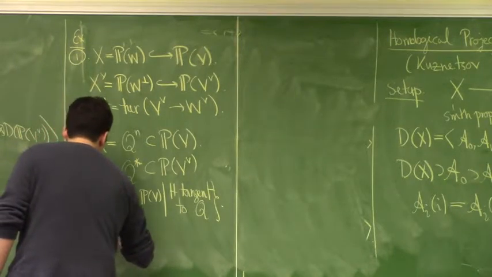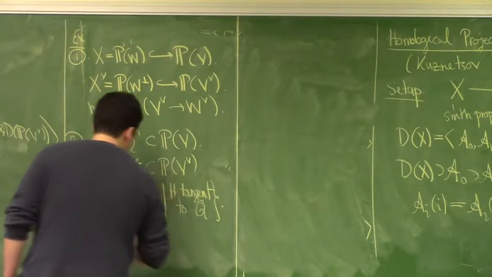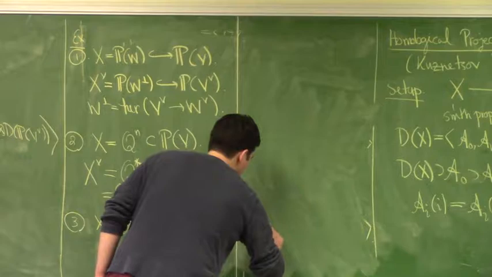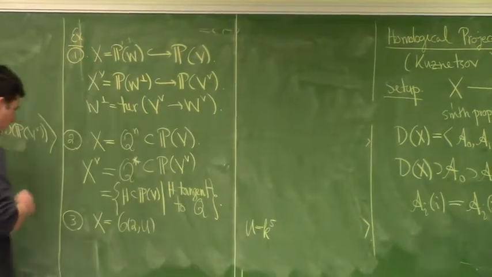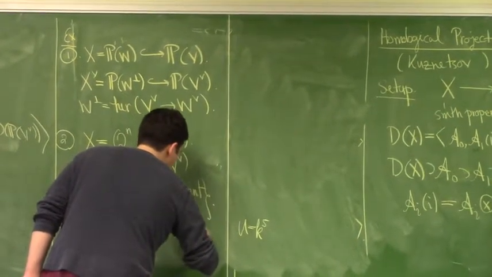So now let's say X is G2. So I need a name for this space. I'll call it U. So U here is just K^5, where K is our base field. So this Grassmannian embeds into the Plücker space P of wedge 2 of U.